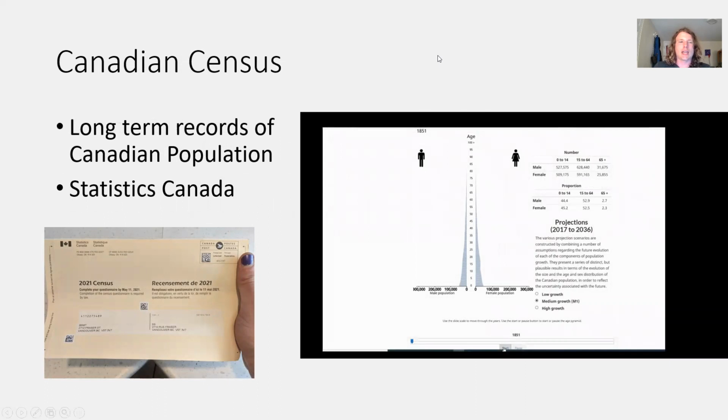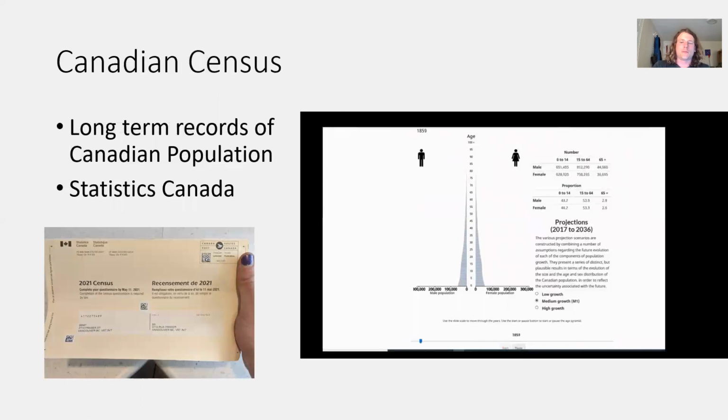Within the context of Canada, the Canadian Census has been going on for about 150 years or so. I actually just got my census form in the mail a couple weeks ago and filled it out. But basically, the Canadian Census has been recording demographic information about the population for over 100 years. And so you can see this is essentially a population pyramid representing historical and then projected population patterns in Canada based off of the Canadian Census.